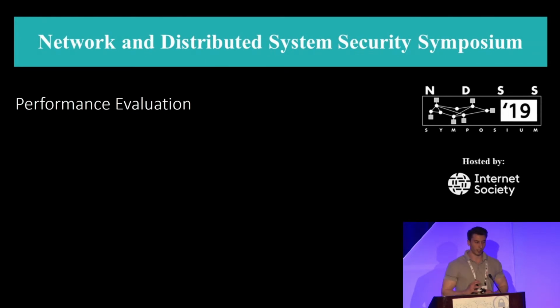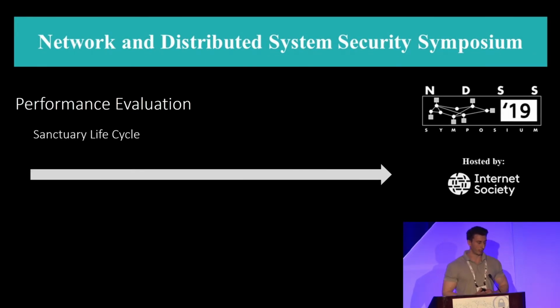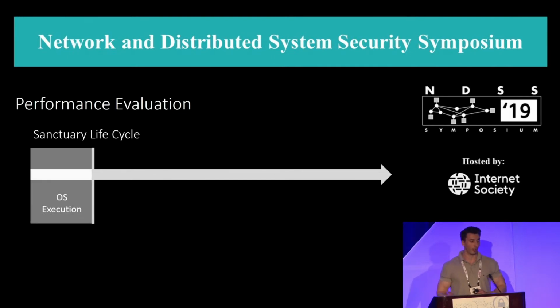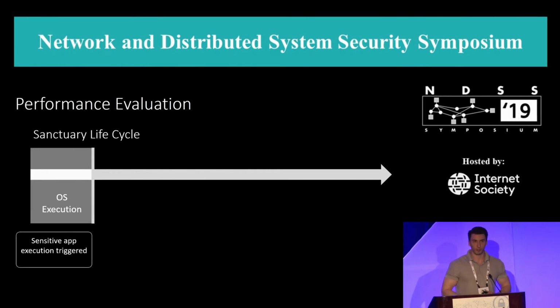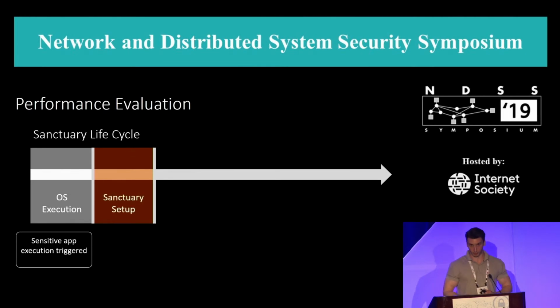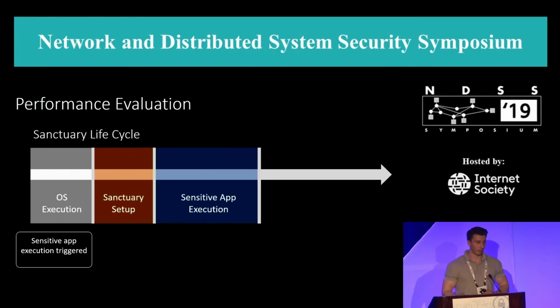Now, when we are looking at the performance evaluation, the Sanctuary lifecycle would look like this. Let's say we have a physical core, and it will execute at some point in time the OS. And then there is the execution of a sensitive app triggered. So what the core will do, it will actually set up Sanctuary, then it will execute the sensitive app. So keep in mind here that the execution of the sensitive app is only done on this one core.